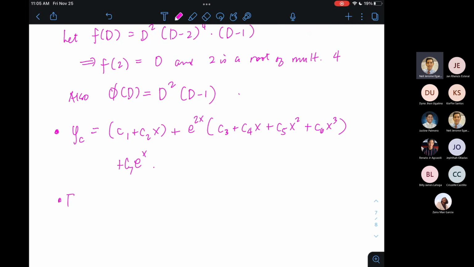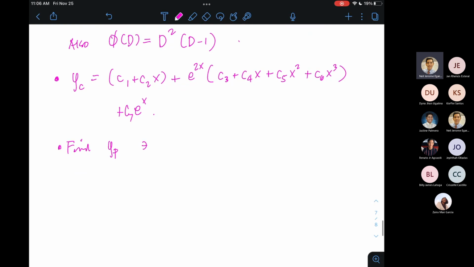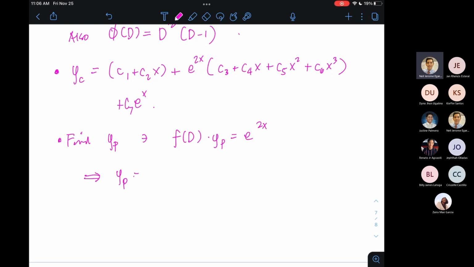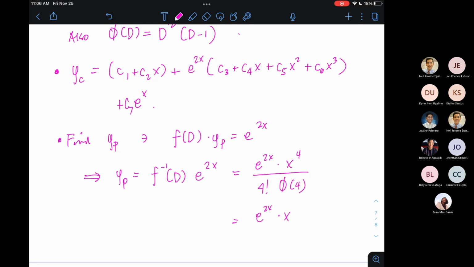Okay. Now the problem is to find y sub p. We want to find y sub p such that f of d applied to y sub p equals e to the 2x. But then again, if I apply f inverse of d to both sides, I'm going to get y sub p equals f inverse of d applied to e to the 2x. But by case number 2, we already knew that f of 2 will be equal to 0. So alam ko na hindi gagana si case number 1. So I'll directly appeal to case number 2. It tells us it's going to be e to the 2x times x to the multiplicity of the root. So our k, which is 2, is a root of multiplicity 4. So get an x to the fourth there, all over 4 factorial times phi of 4. Ano nga ang 4 factorial? Ang 4 factorial ay 24 times phi of 4.